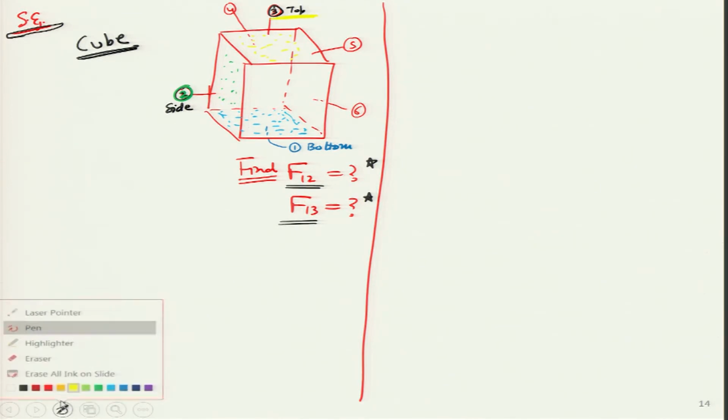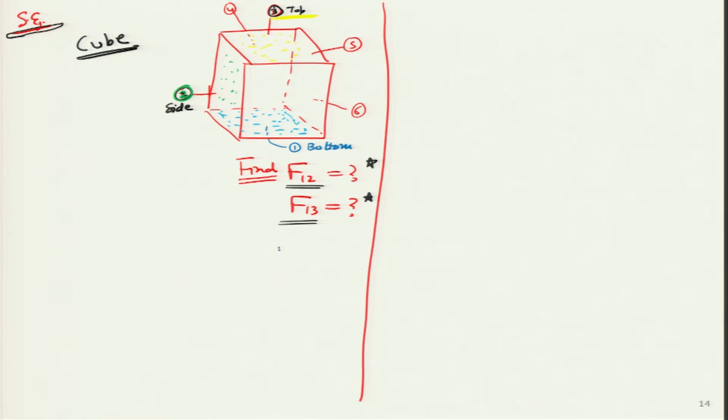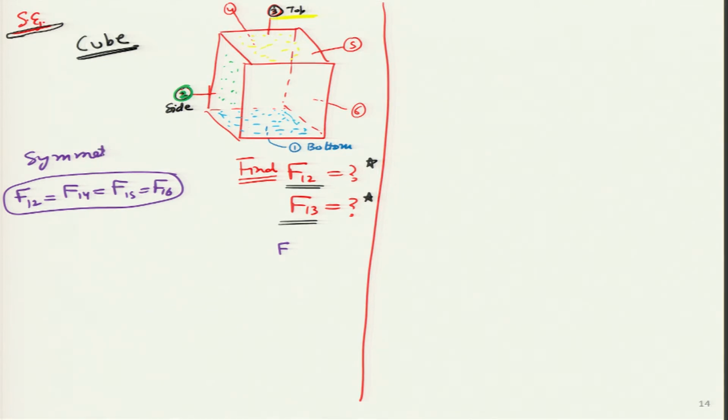Why am I not finding F14, 15 and 16? Because immediately students can tell me that sir, F12 is equal to F14 is equal to F15 is equal to F16, because in a cube I can apply the symmetry rule, which means these 4 surfaces are actually very useful for us. So, even without solving the problem, just by looking at it, I can tell that the bottom surface, whatever relationship it has with one side, because all 4 sides are symmetrical, which means from surface 2, 4, 5 and 6, that is how it is numbered in this particular problem, the view factor from 1 will be equal. So, I can say all of them are equal.